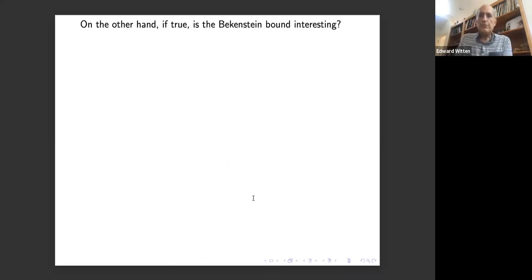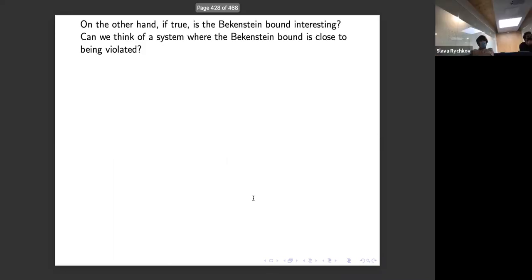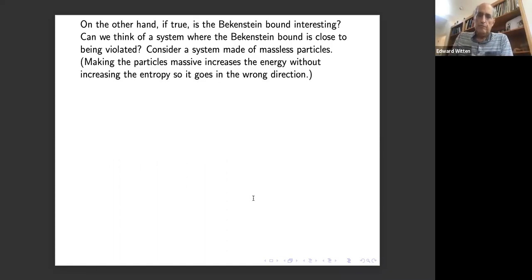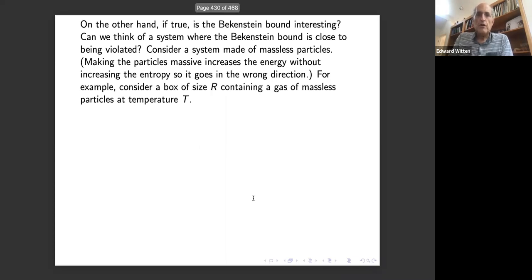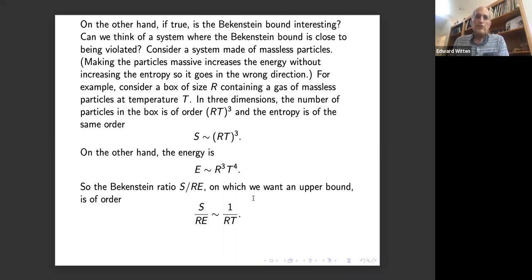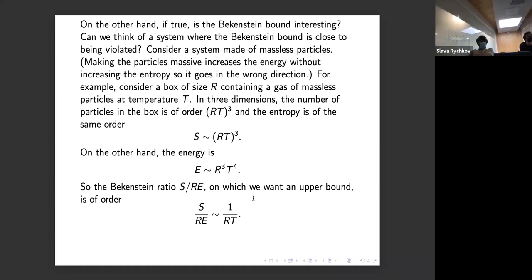On the other hand, if true, is the Bekenstein bound interesting? Can we think of a system where the bound is close to being violated? Well, consider a system made of massless particles. If the particles are massive, that goes in the wrong direction because it increases the energy without increasing the entropy. For example, take a box of size R containing massless particles at temperature T. In 3 space dimensions, the number of particles in the box is of order RT cubed, and the entropy is of the same order. The energy is R cubed T to the 4th, up to a constant. So the Bekenstein ratio S over RE, in which we want an upper bound, is of order 1 over RT.